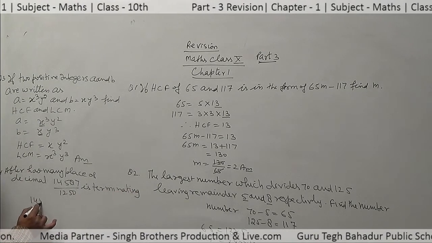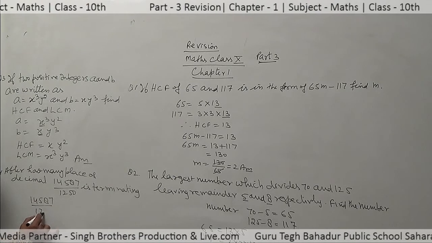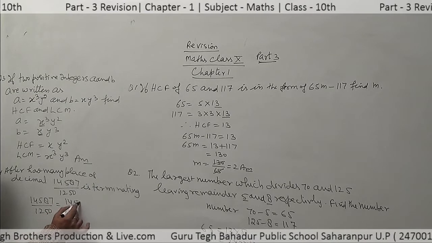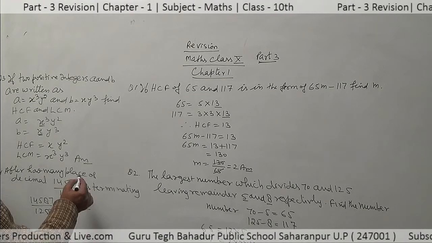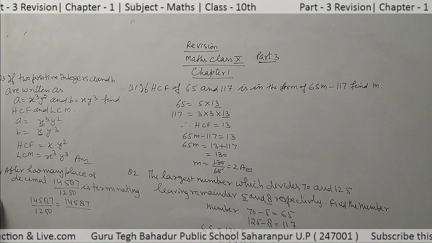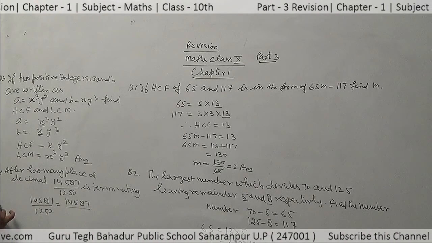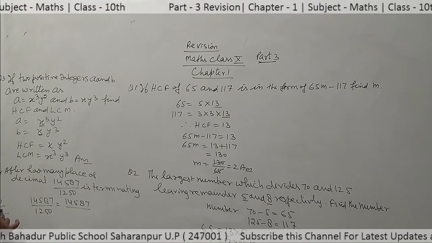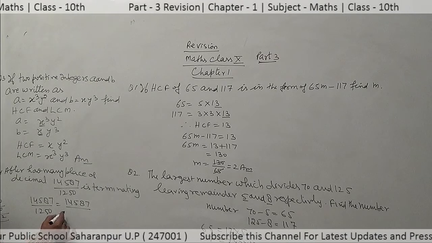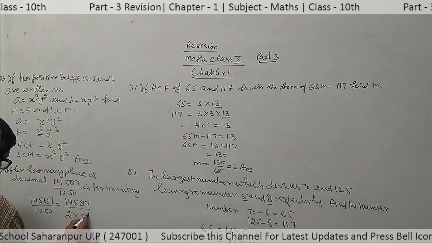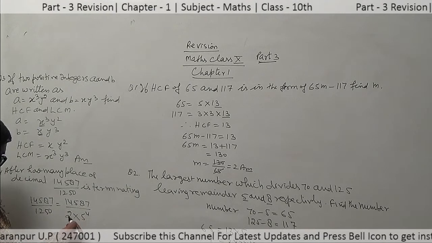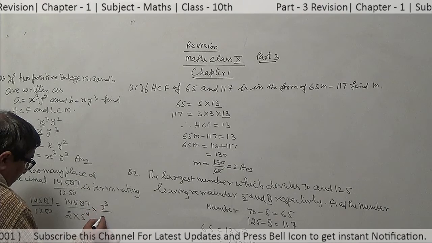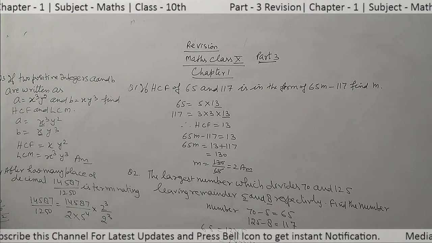So 14587 upon 1250, make the prime factors of the denominator. 1250: 5 twos are 10, 5 fives are 25, 5 fives are 25, 5 twos are 10. So 2 into 5 power 4. Here it is 5 power 4, make 2 also in power 4. Multiply by 2 power 3 and divide by 2 power 3.